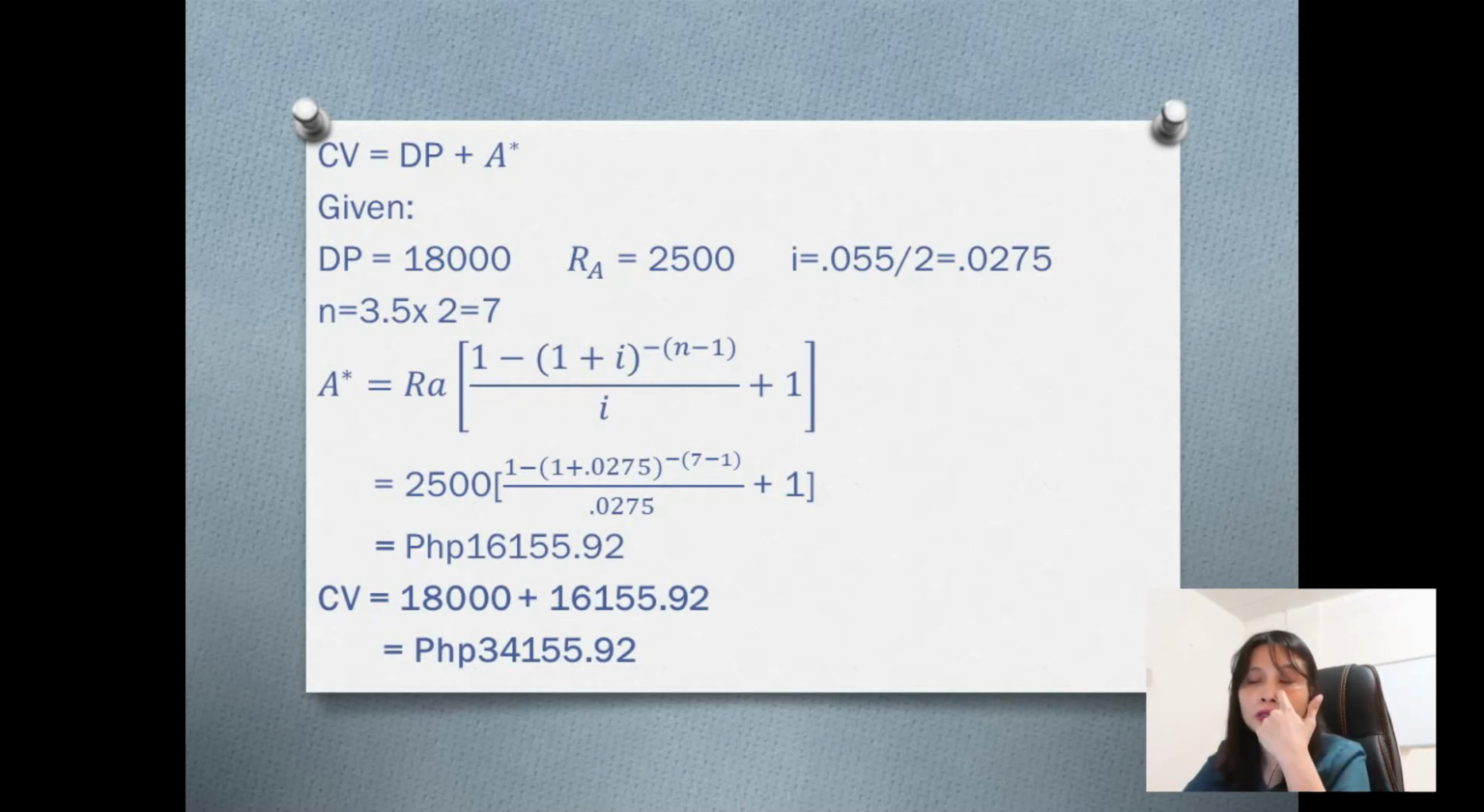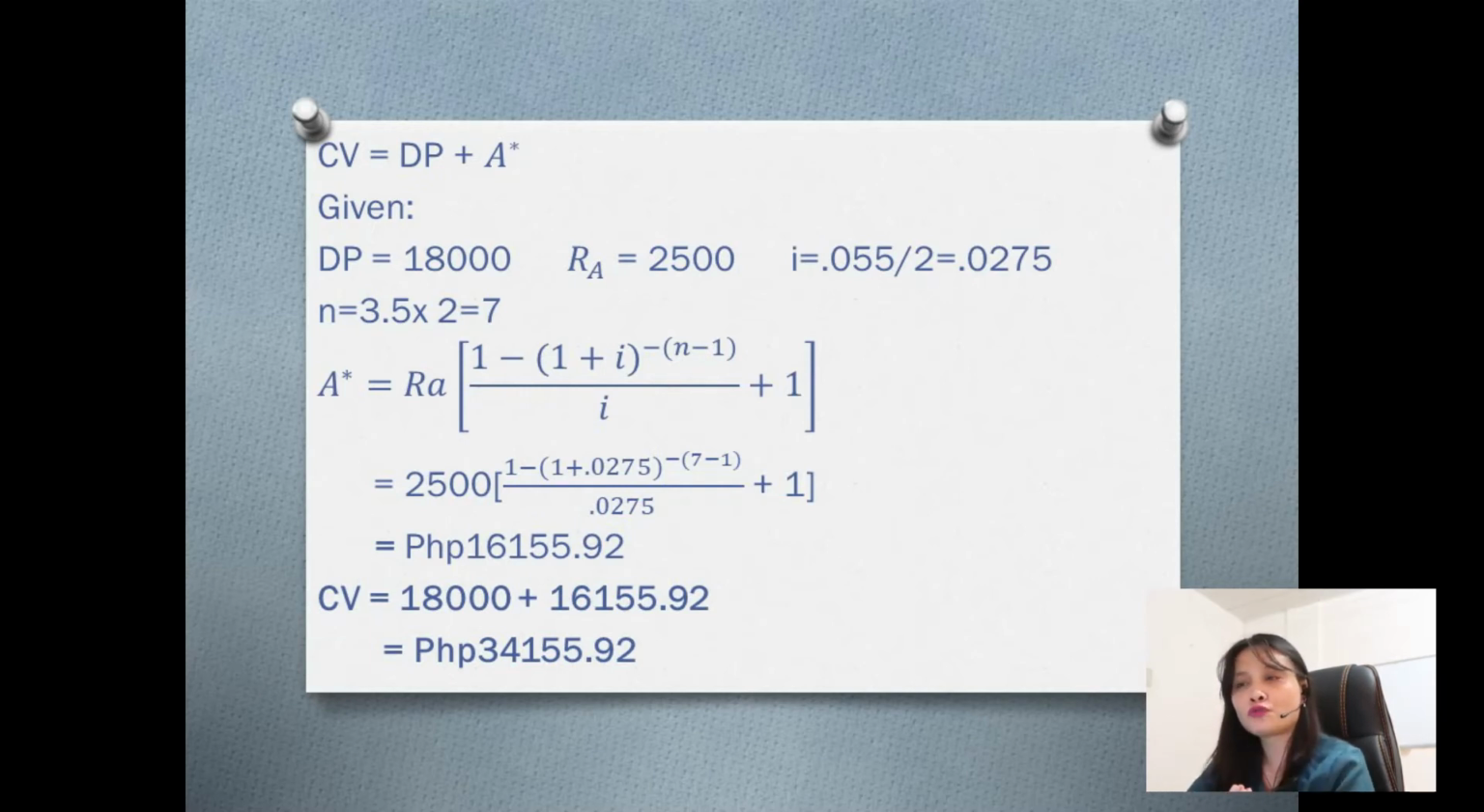So we have down payment plus the present value of annuity due. How do you know it's annuity due? Because of the word "beginning", the payment is done at the beginning. Okay, so that's annuity due. These are the given variables: down payment is 18,000. Regular payment is 2,500. Periodic rate will be 0.055 divided by 2, so you have 0.0275. And then N will be 3.5 times 2, so you have 7 terms or 7 periods.